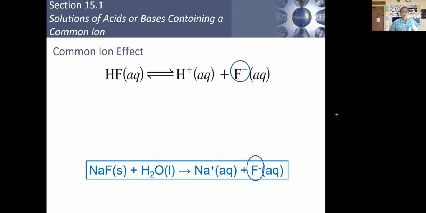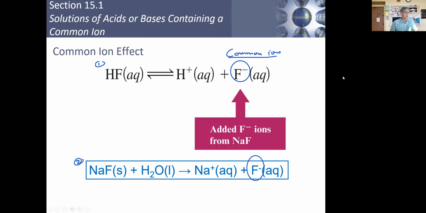And so what will this common ion do? Well, let's consider what we have here. Let's make sure we understand. Fluoride is the common ion that exists between both of these solutions. So we have two solutions here. You have a hydrofluoric acid solution. You have a sodium fluoride solution. What would happen if we add the sodium fluoride into the hydrofluoric acid solution? Let's consider what would happen here. So we add that in.